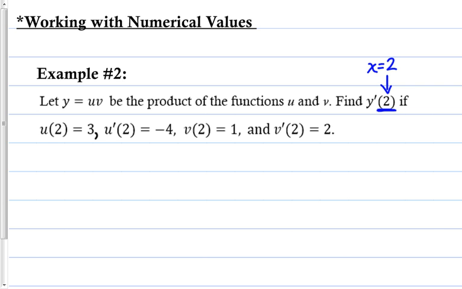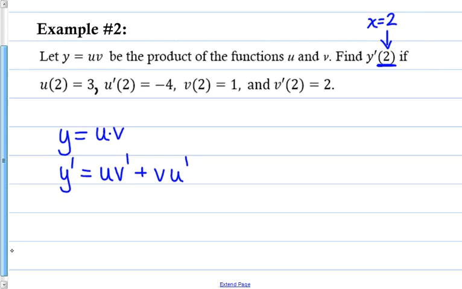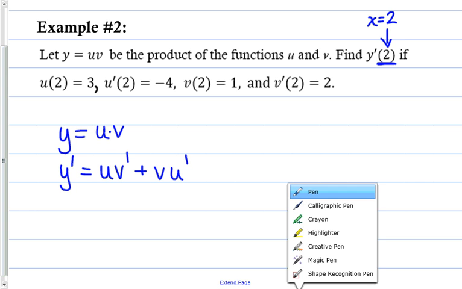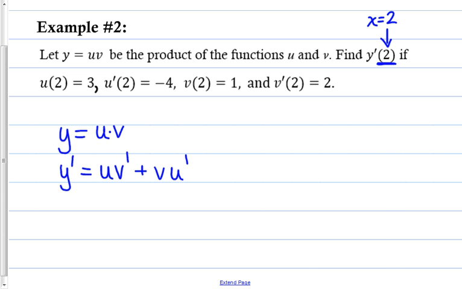Okay, so y is u times v. So that means y prime is going to be the product rule. So u times v prime plus v times u prime. Okay, so I don't actually have a function to derive, but I know what the functions equal with the two already plugged in. So I'm just going to go ahead and use those numerical values. So for example, u, right? Okay, u is equal to 3.